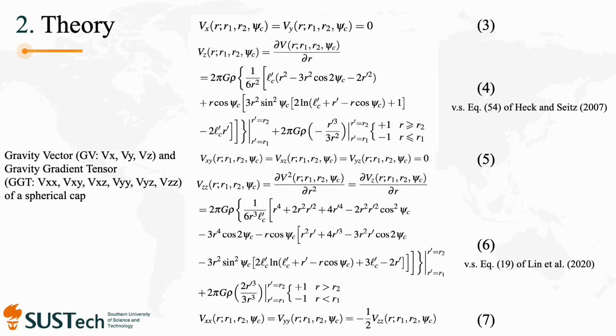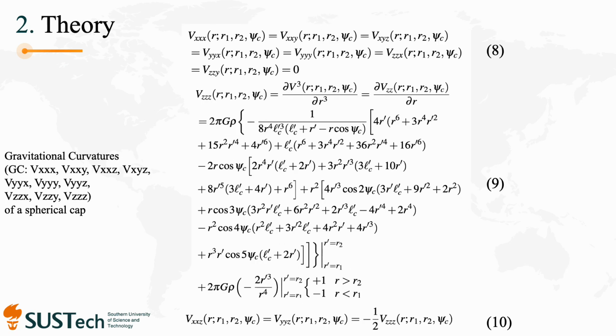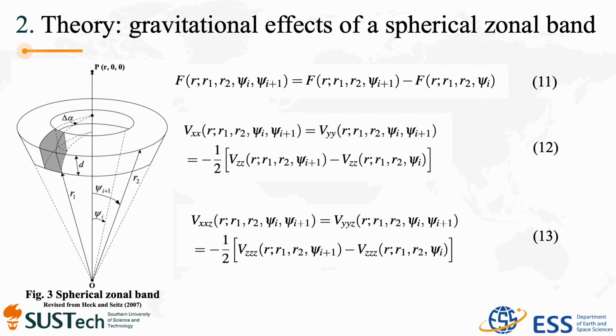Then, the expressions for the GV and the GGT of a spherical cap are derived in equations 3 to 7. Moreover, the formulae of the GC of a spherical cap are derived in equations 8 to 10. Regarding the gravitational effects of a spherical random ball, substituting the above equations of a spherical cap into equations 11 to 13, the expression for gravitational effects of a spherical random ball can be obtained.